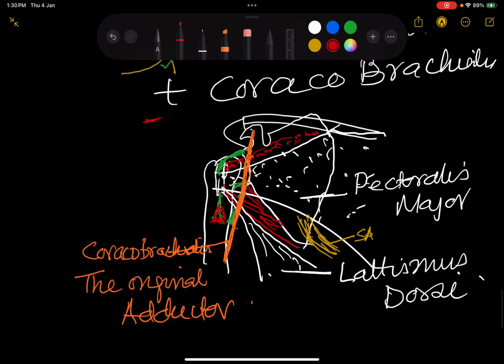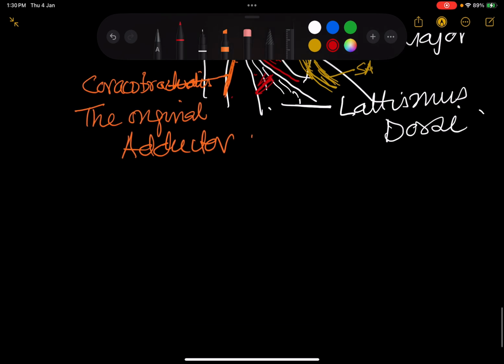Now, this is what you see. The posterior axillary fold is latissimus dorsi, the anterior axillary fold is pectoralis major, and the teres major. These are the muscles that will adduct, but the coracobrachialis is the original adductor that was adducting the humerus.